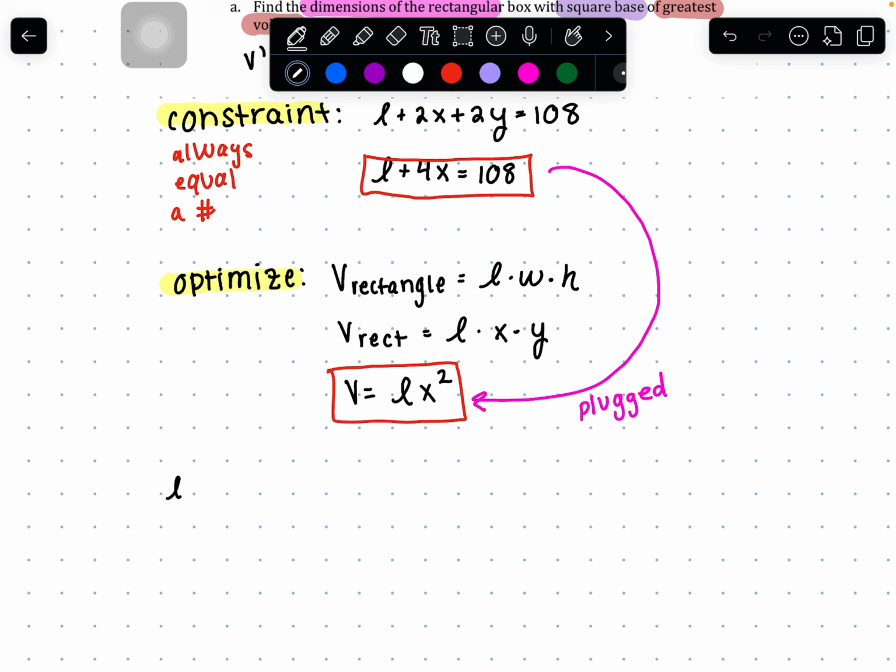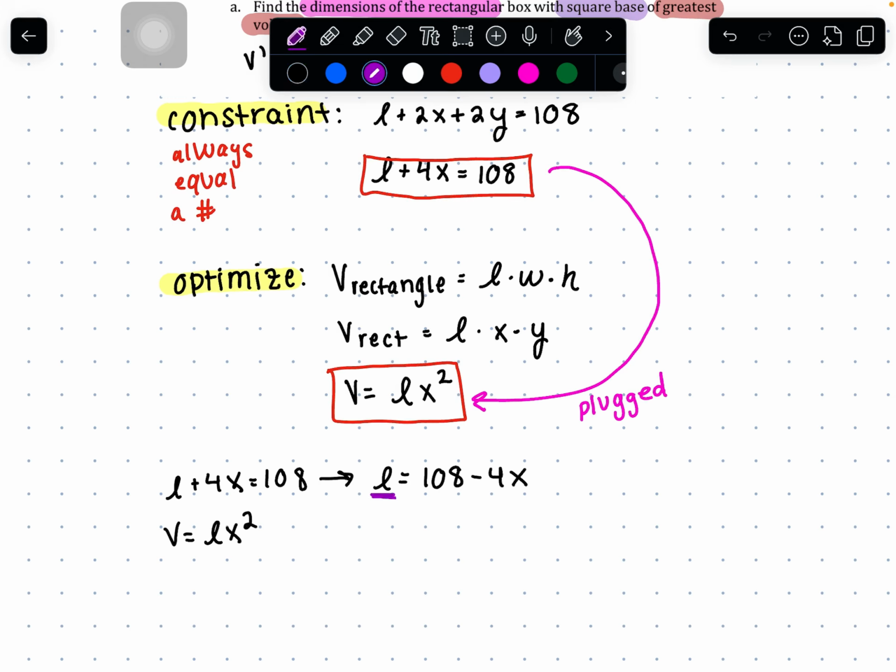So we have L plus 4x is 108. And then we have our volume is Lx squared. So what we're going to do for our constraint is we're going to solve for a variable. I say let's solve for L because we have this x squared here. So let's avoid FOILing. So that means we get L is 108 minus 4x.